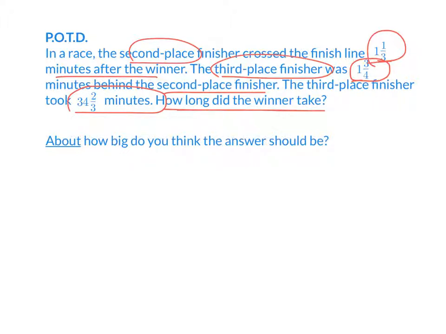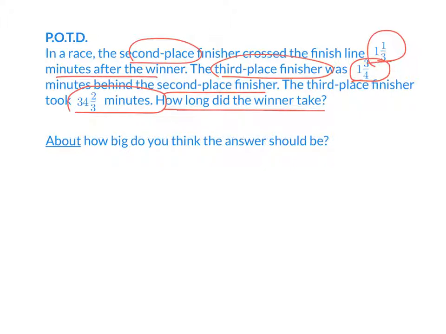34 2/3. About how much faster was the second place? 1 3/4 is pretty close to what number? 2. So about how long did the second place person take? What's 34 2/3 pretty close to? 35. And the second place was about 2 minutes faster. So about how long did the second place take?